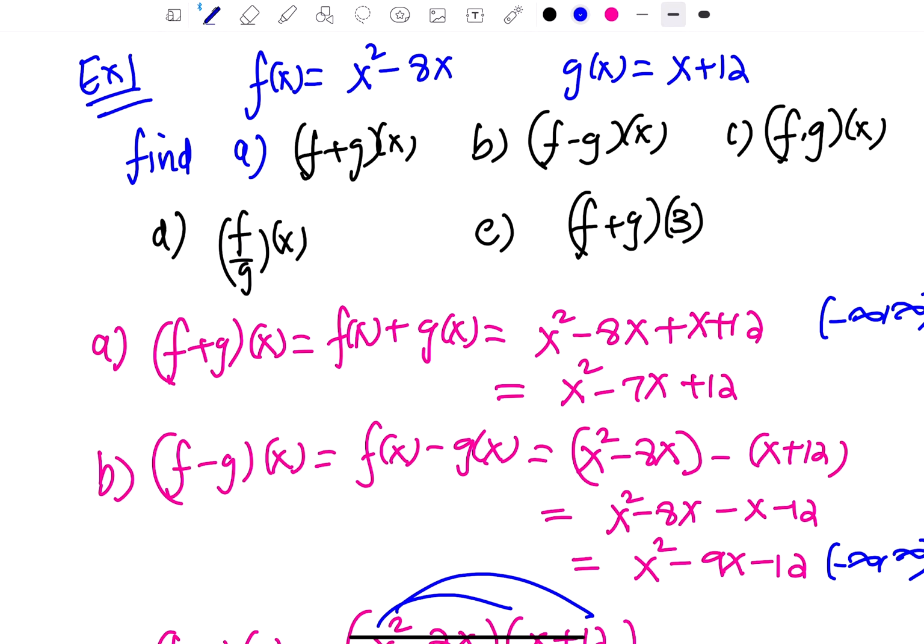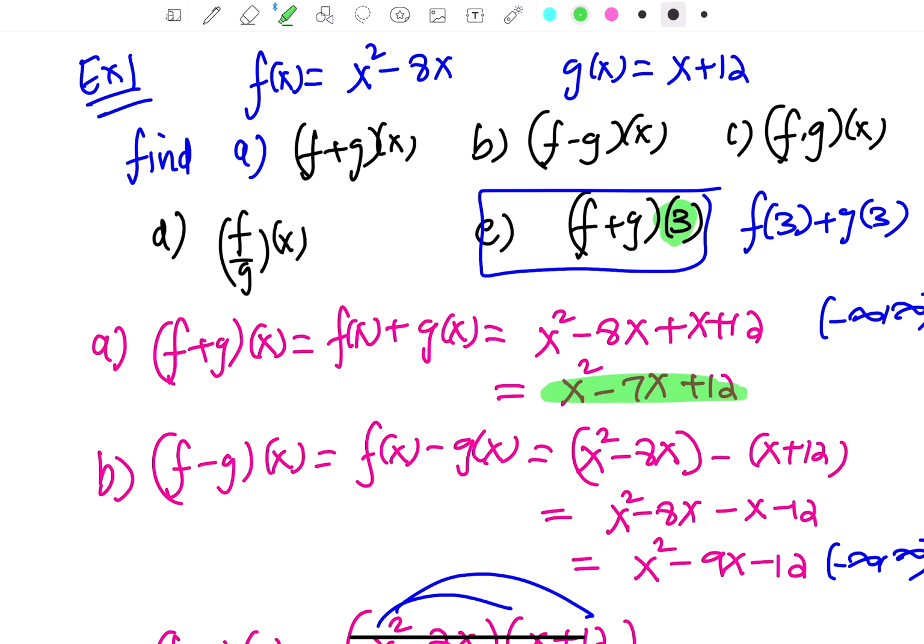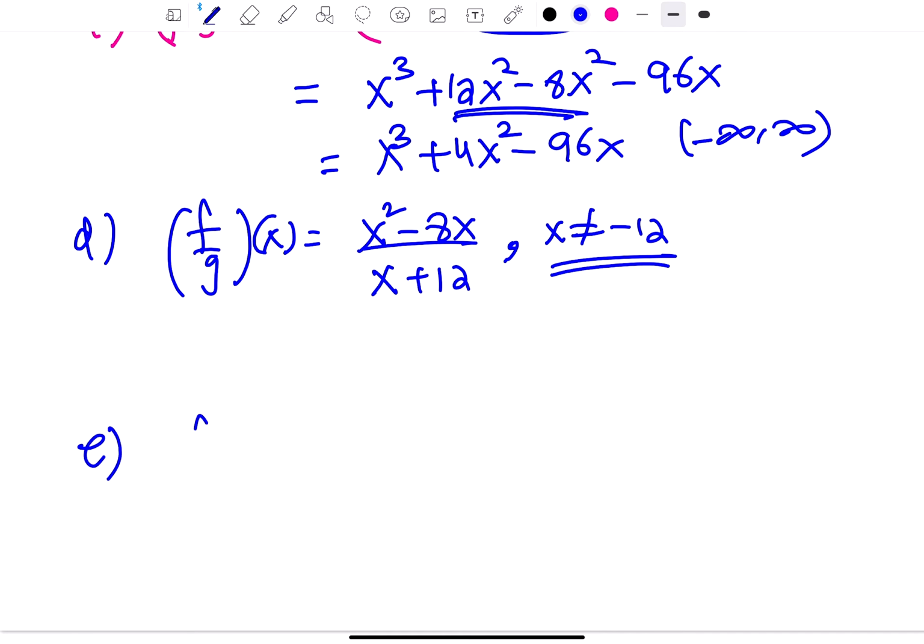We already found f plus g of x. We can replace the x by 3 in there, or we can find f of 3 and g of 3 and add them up. So I'm going to use the function we actually found in part A, and replace the x by 3. So for part E, f plus g of x is equal to x squared minus 7x plus 12. And we can evaluate this function at any value of x, which in this case we want to evaluate at 3. So we can replace the x by 3 on both left and right hand side.